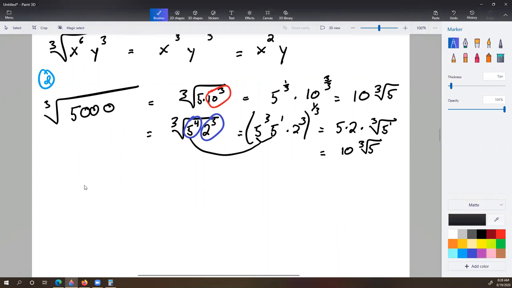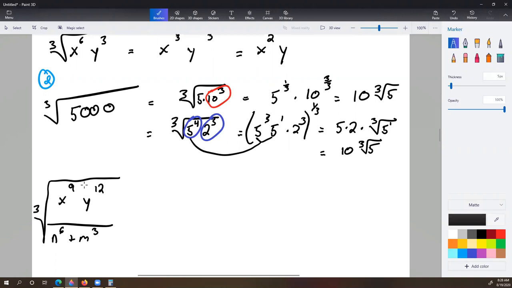I'm going to throw a complicated one out here just because I saw one like this on your homework. I just want to prep you guys for it. So if you have good old x to the ninth, let's say y to the 12th, all over, let's say n to the 6th plus m cubed. And this is all under a big fat cube root. Third root. The top is nice, right? Because we're just going to get 9 divided by 3. So we're going to get x to the third, and we're going to get 12 divided by 3, so we're going to get y to the 4th.